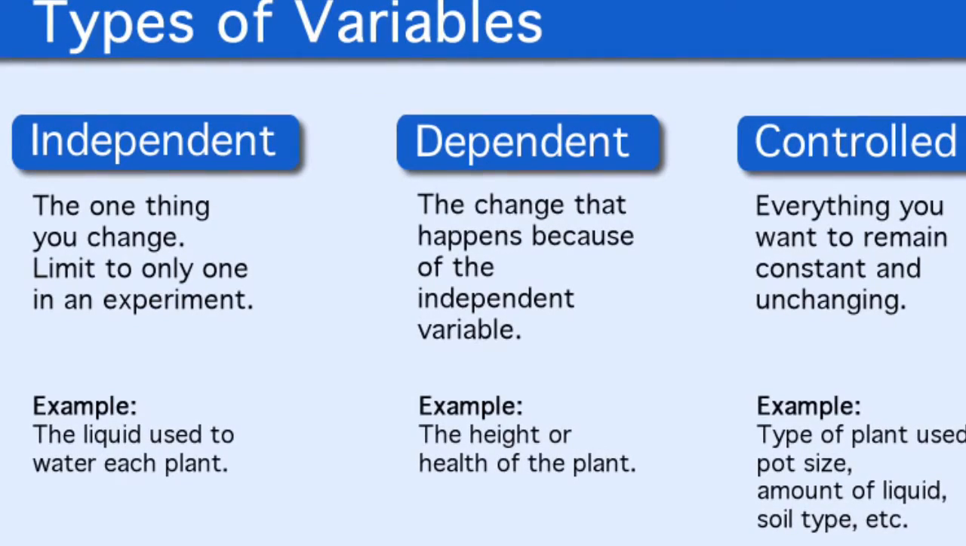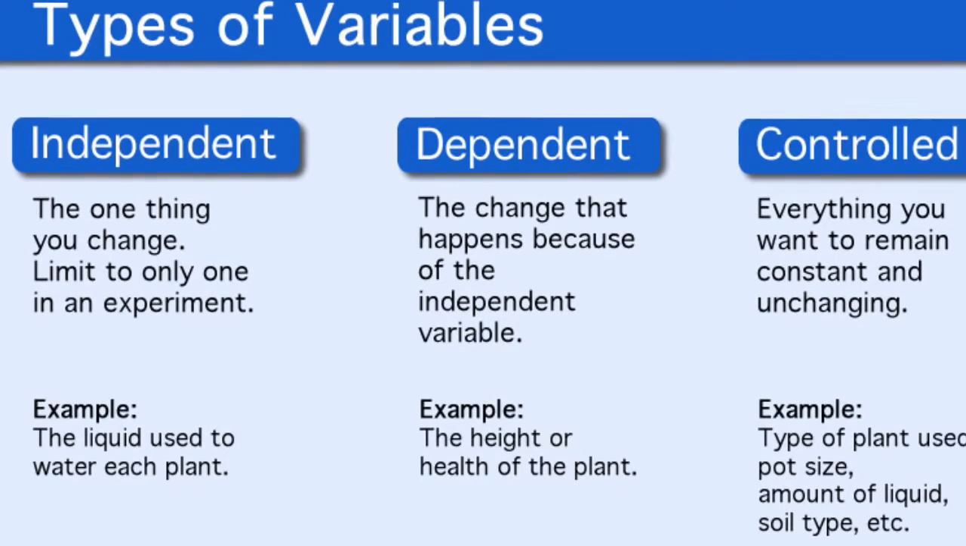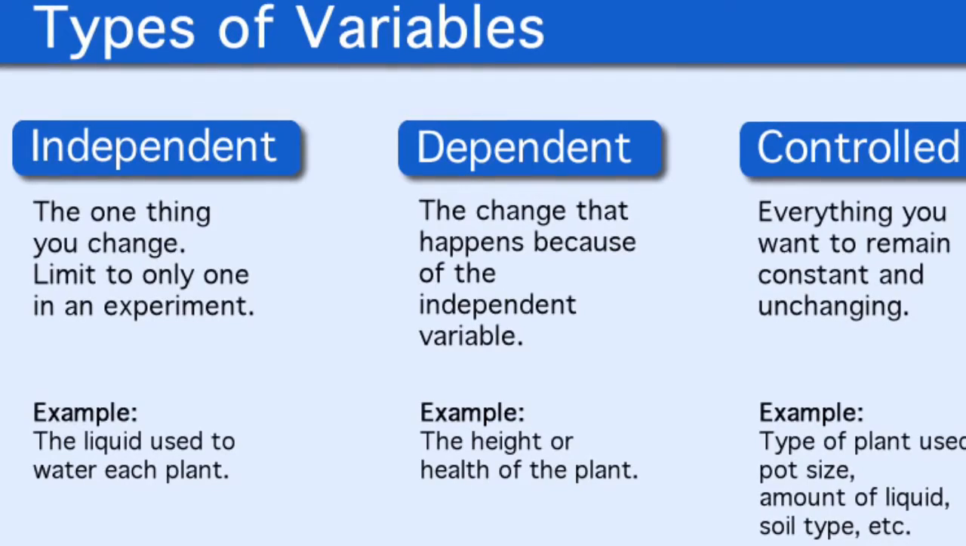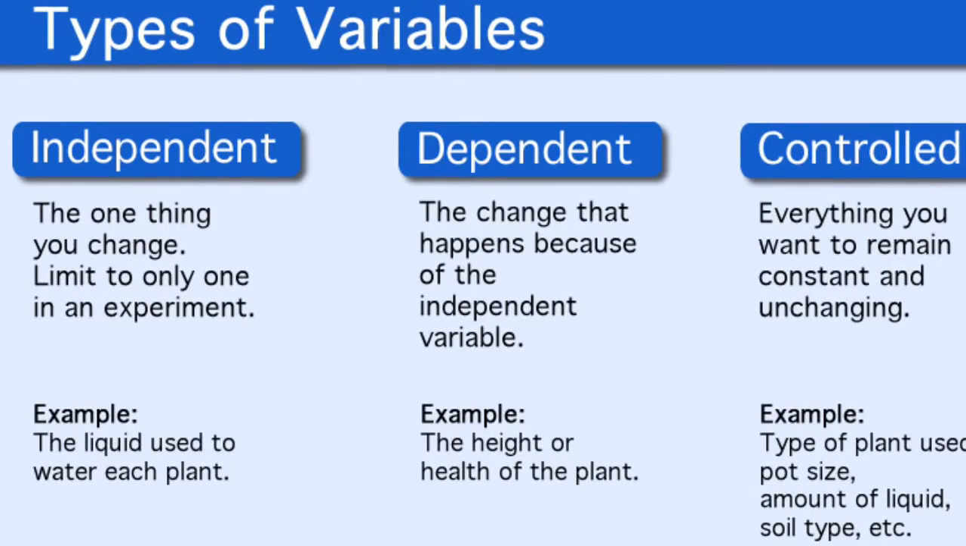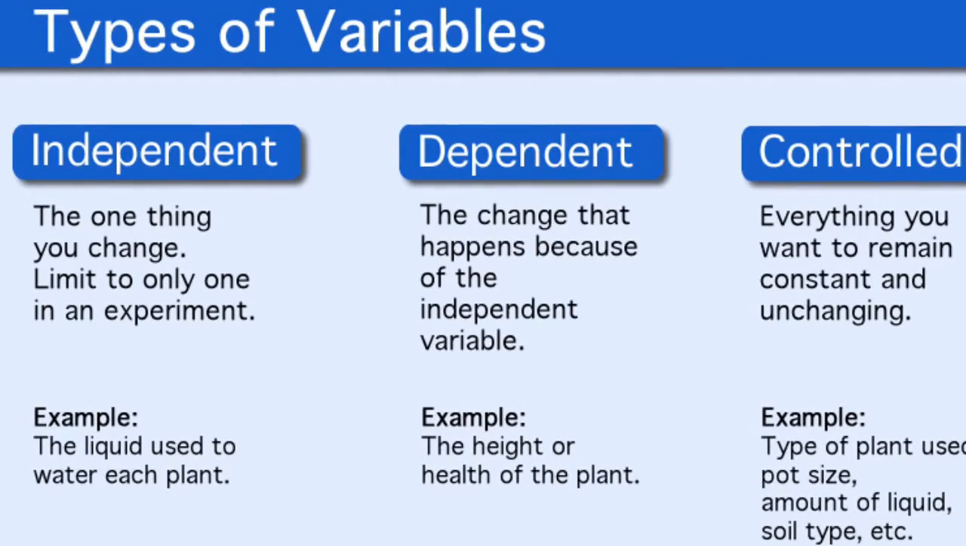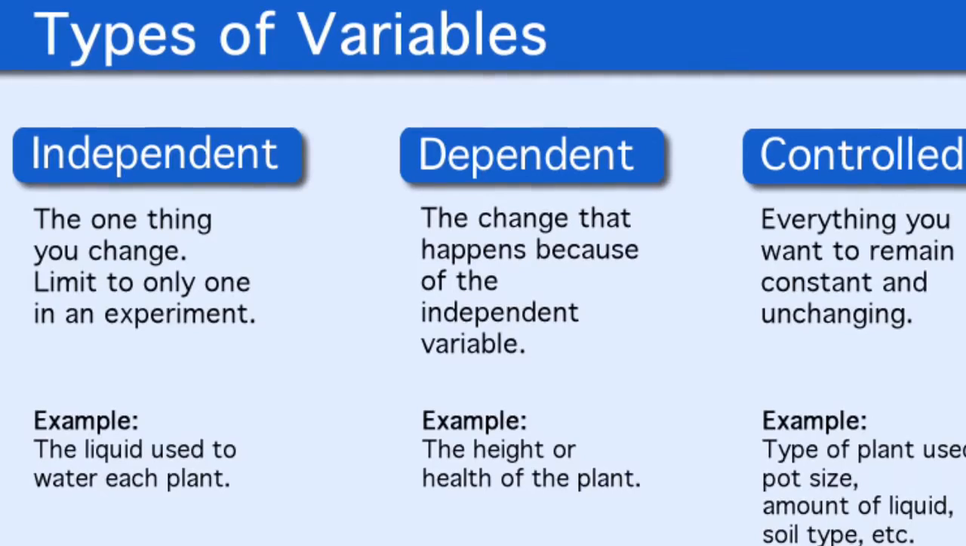I now want you to look at the example on the right of the controlled variable. This is what you want to stay constant. You do not want this to change. So the amount of liquid that you're watering will never change. The soil that you plant both in will never change. The amount of sunlight both plants get will never change. Those unchanging variables are your constants or your controlled.